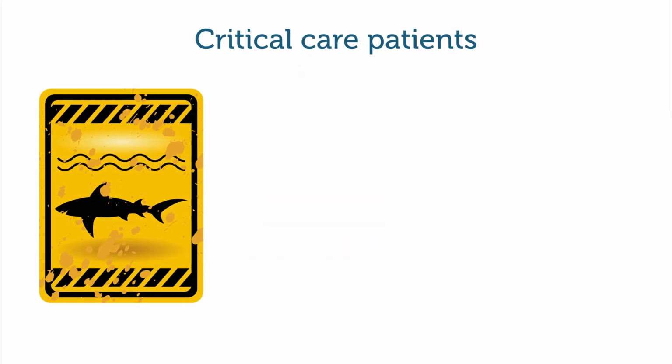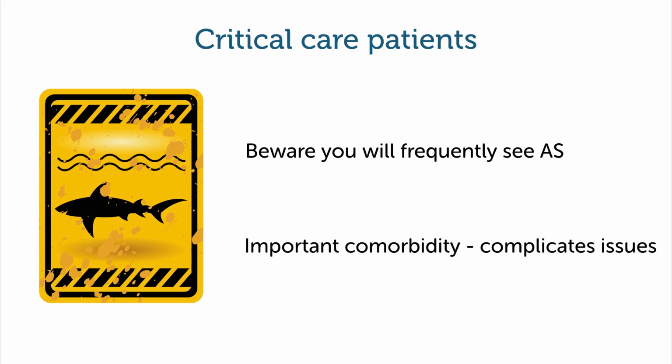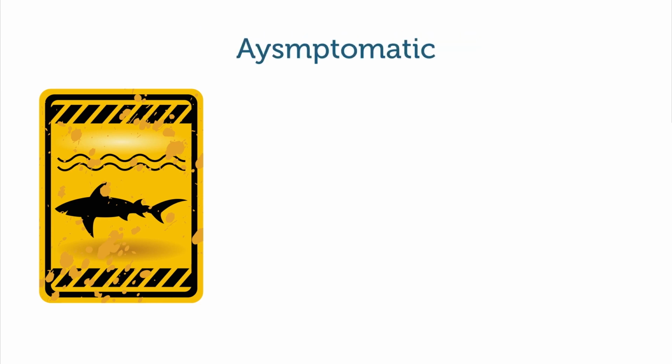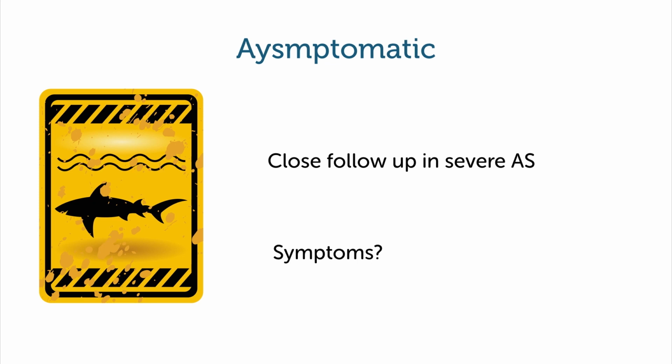For all of you who work in a critical care setting, what are the things you have to be aware of? Well, first of all, you will frequently see aortic stenosis. And second of all, remember they have a lot of comorbidities and they are usually very complicated cases. For those who work in a normal echo lab or in a cardiology ward, what should you consider here? Well, you need to closely follow up patients with aortic stenosis because once they are symptomatic and once left ventricular function starts to fail, you have to operate them. So look out for the echo, look out for left ventricular function, and check for symptoms.